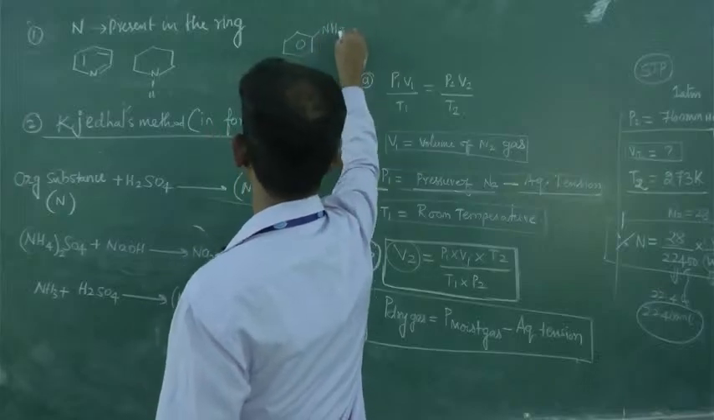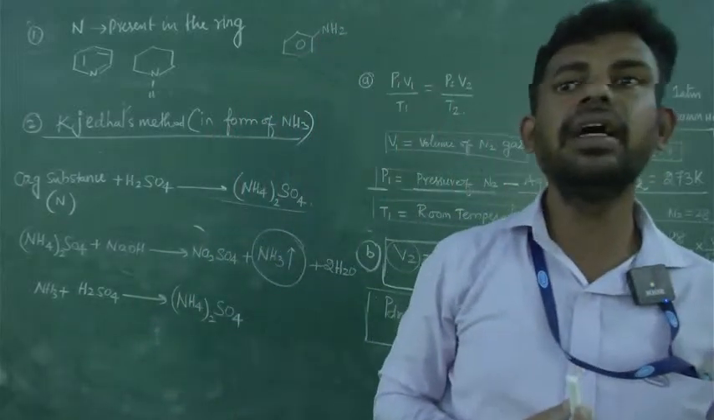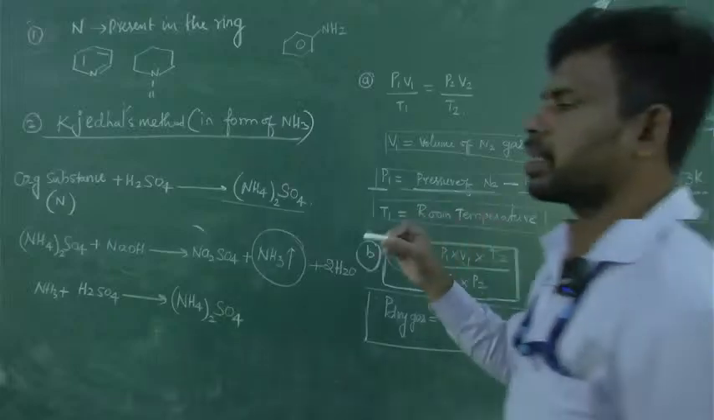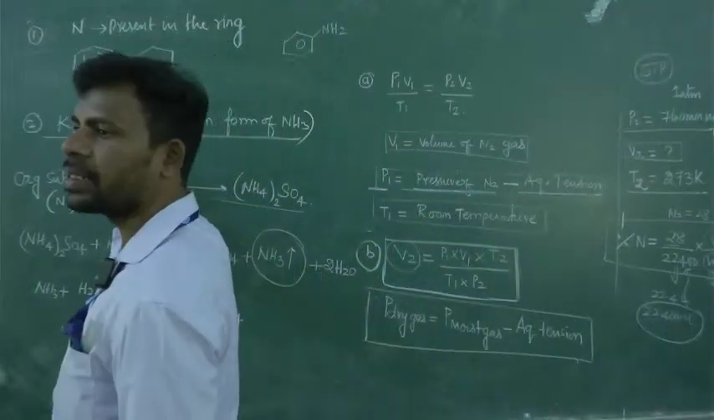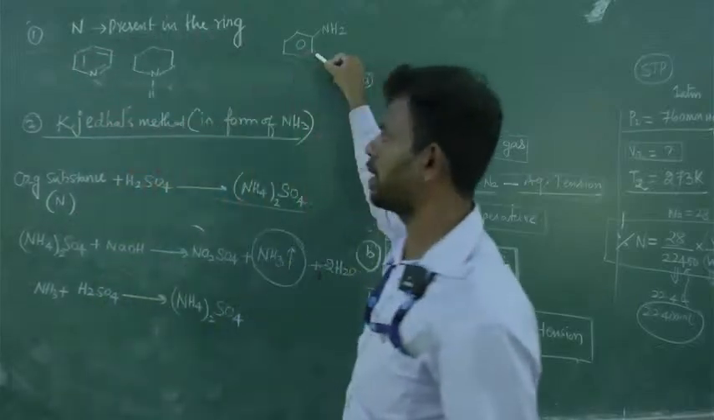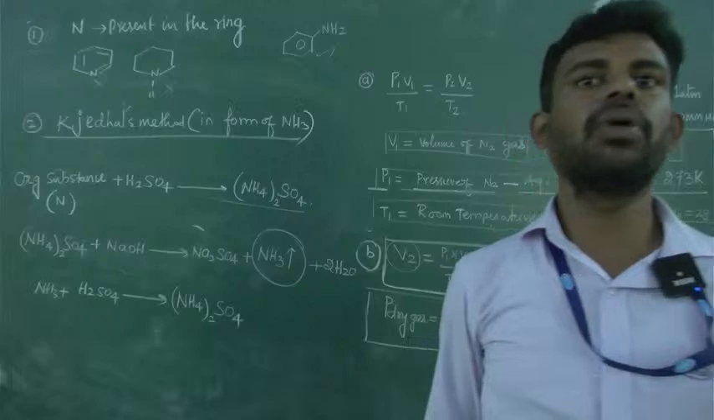Can you estimate this? Yes, because the nitrogen is not in the ring. So we cannot estimate a compound having ring nitrogen. Nitrogen should be part of the ring. It can be one nitrogen atom or more than one nitrogen atom. If so, you cannot estimate it. So using the Kjeldahl method, you cannot estimate the nitrogen in such a compound. Please note this. If it can be estimated, then yes, we can estimate. This is rule number 1. Is it clear?